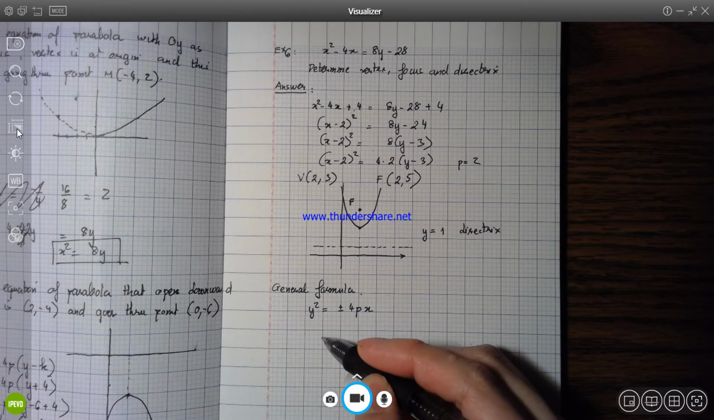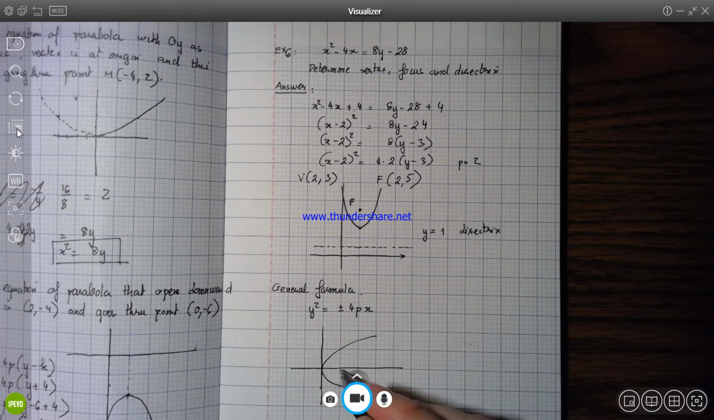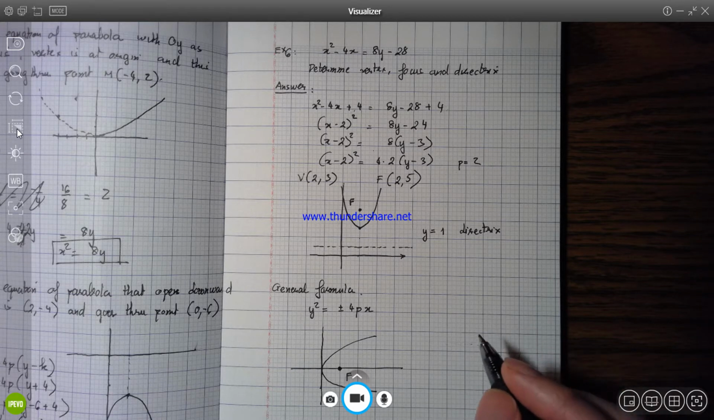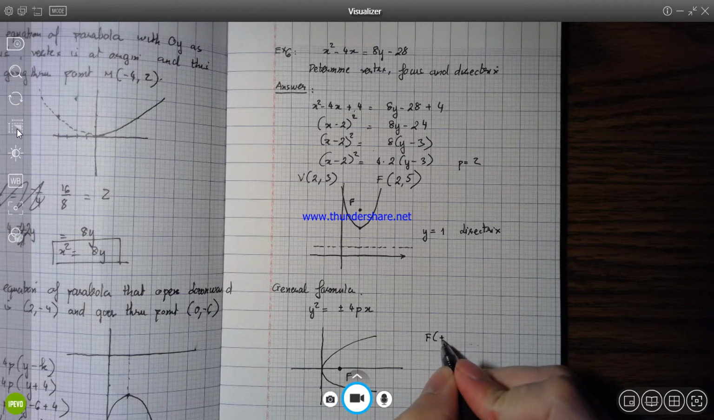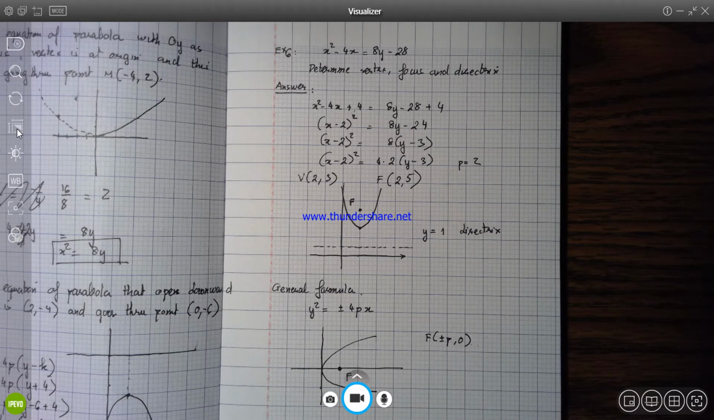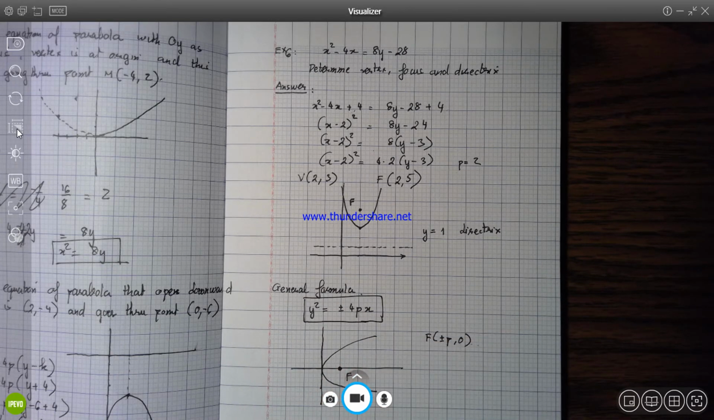So let's sketch a quick horizontal parabola, something like this, because this one has the vertex at the origin. The focus F must be around here. We don't know where, but F must be on the x-axis. It means the coordinate of the focus F will be plus or minus p, 0. I'm going to box this equation. And the directrix will be around here.